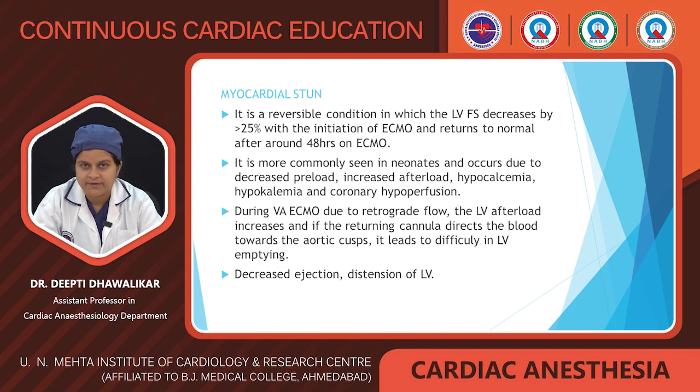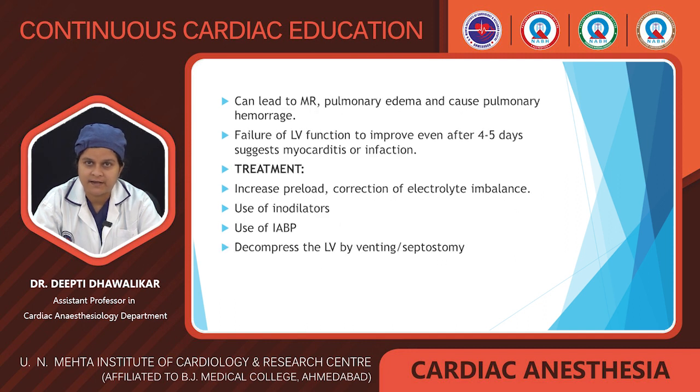During VA ECMO, due to retrograde flow, the LV afterload increases, and if the returning cannula directs the blood flow towards the aortic cusps, it can lead to difficulty in LV emptying. So there is decreased ejection and distension of the LV. It can lead to MR, pulmonary edema and cause pulmonary hemorrhage. Failure of LV function to improve even after 4 to 5 days suggests myocarditis or infarction. Treatment of LV distension is increased preload, correcting electrolyte imbalance, use of inodilators and IABP, which will increase the forward flow, and decompressing the LV by venting or septostomy.